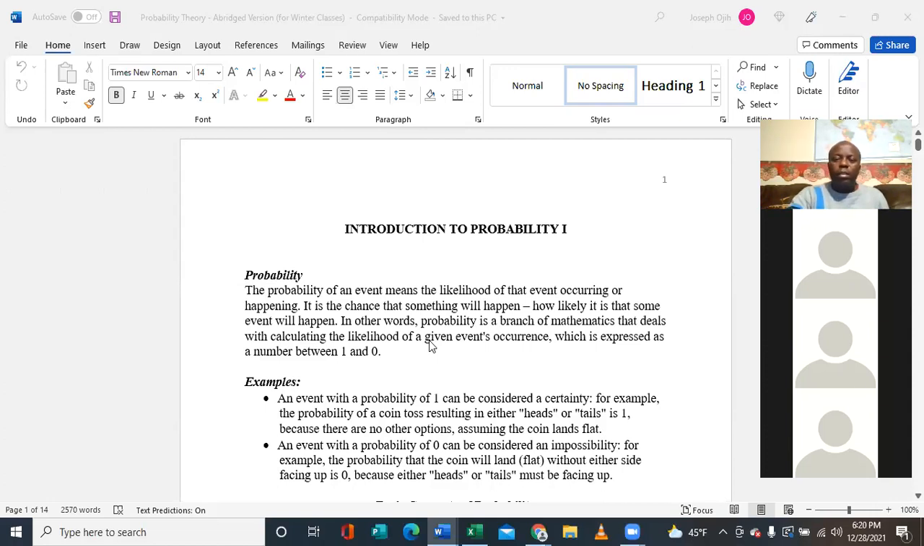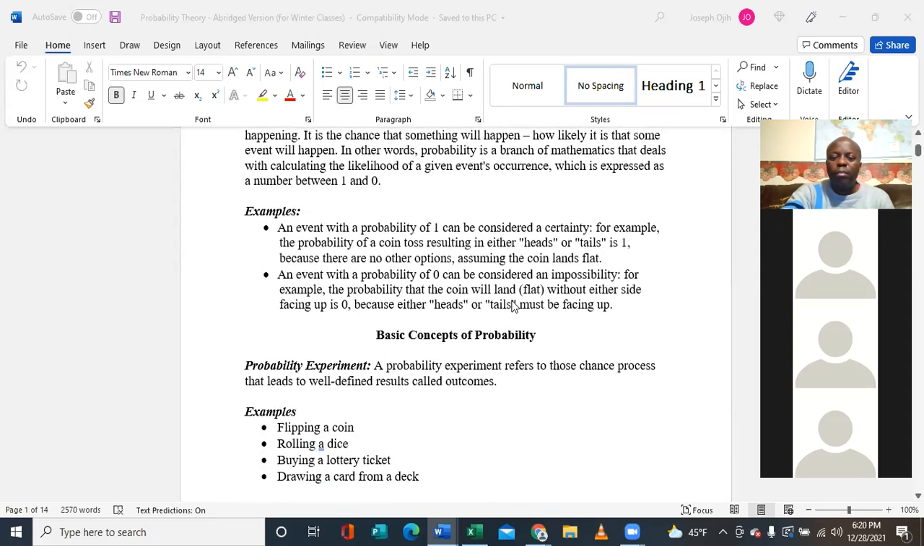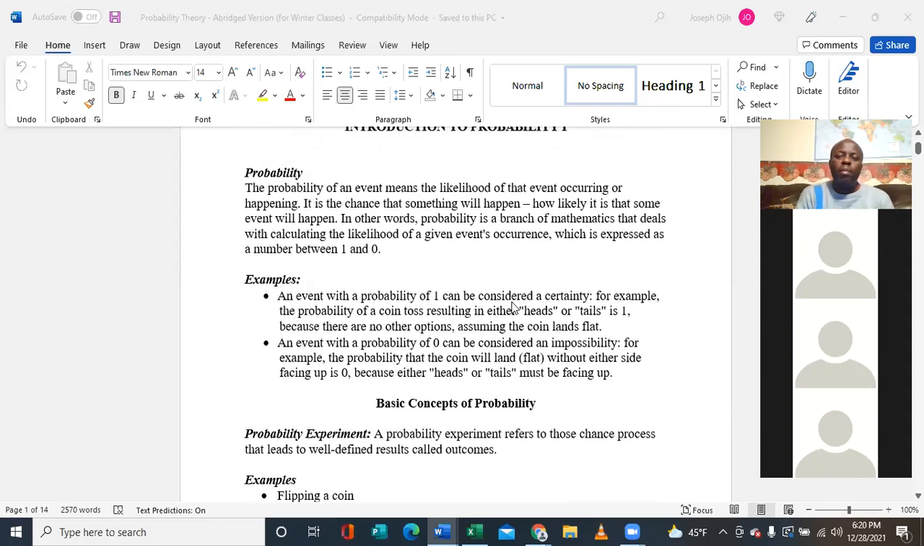So the probability of an event means the likelihood of that event occurring. So we use probability every day. In fact, many examples we'll be doing on probability have to do with gambling, because the gamblers are the people that first used probability. Eventually, it was discovered that it can be used in other areas.